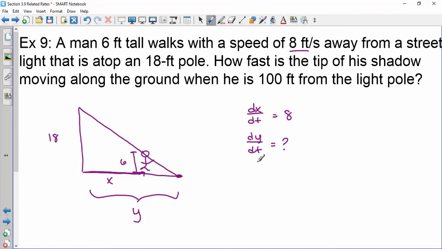When he is 100 feet from the light pole, so what is that? No, it's not. It would be x, wouldn't it? Y is how far his shadow is. He is 100 feet, so that's x. Okay. What do we want to do?